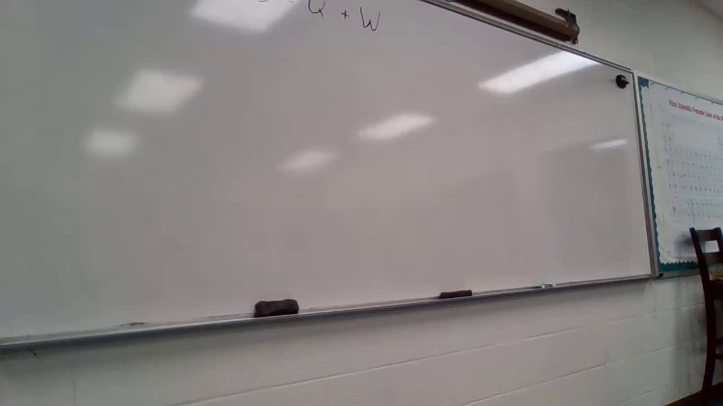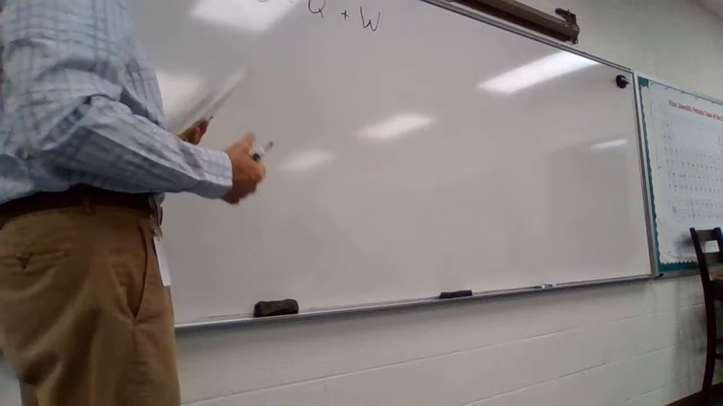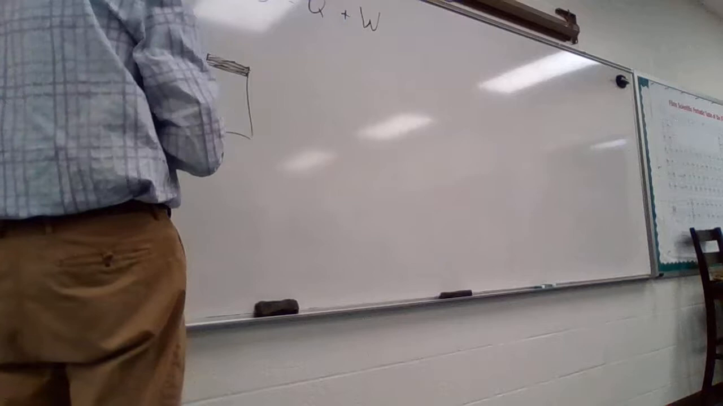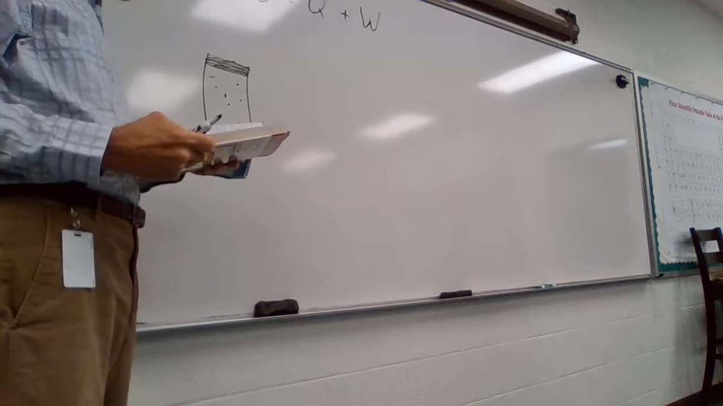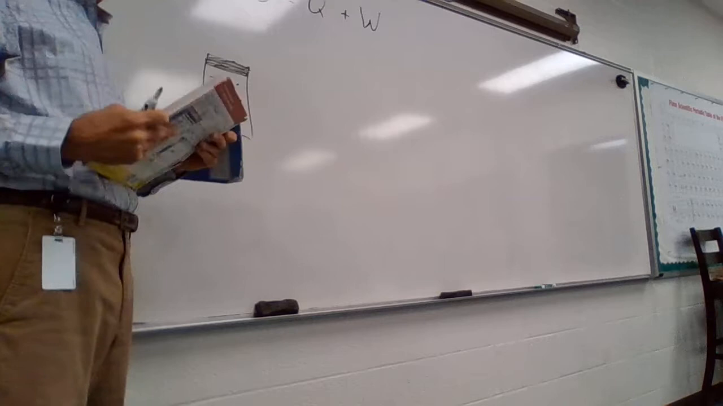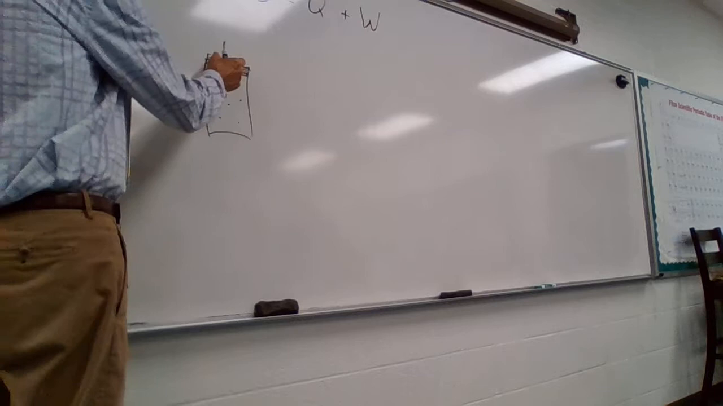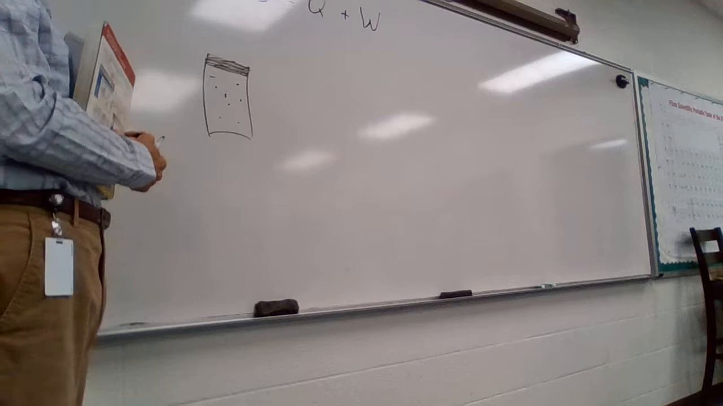if you have the gas trapped in a piston like we talked about yesterday, here's a cylinder and there's a piston at the top, and it's a movable piston and the gas molecules are trapped in here. If you add heat, but the piston does not move. You put a flame underneath it, heat goes into the gas system. Gas is the system. But the piston is forced to remain in place. Someone's holding it there. It doesn't go up or down.